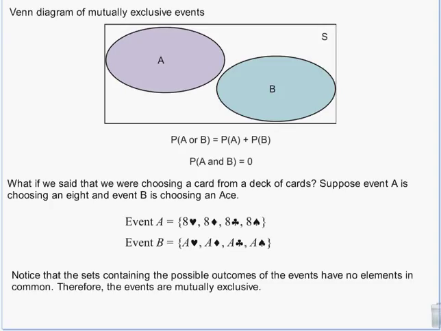It's like this too. If we're picking a card from a deck, event A is choosing an 8 and event B is choosing an ace. They're not going to overlap because you're not going to get an 8 ace. There's no overlap there. Now, if event A is choosing an 8 and event B is choosing a club, you could pick one that's both because you could have an 8 of clubs. But if one is choosing hearts and one is choosing spades, you can't pick a card that's both a heart and a spade. It doesn't exist. So that's when you get mutually exclusive.